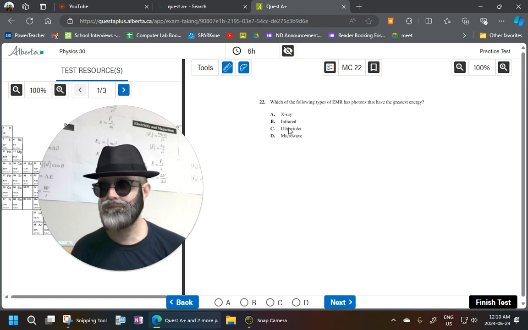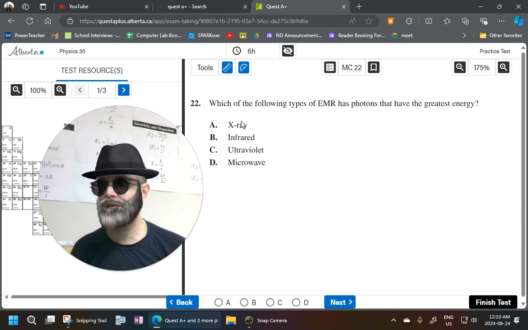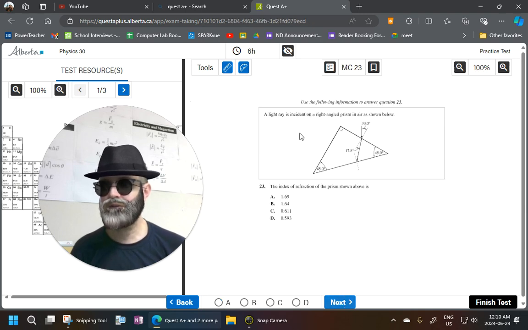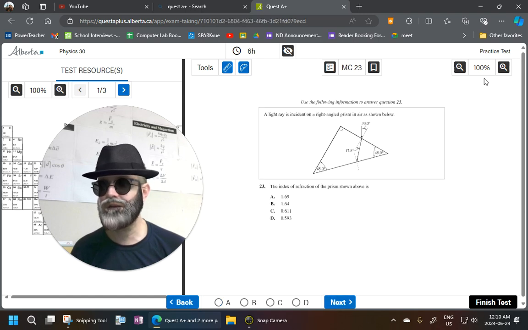That's BD. Yeah, okay. Which of the following types of EMR has the greatest energy? X-ray. Yeah, X-ray. Shortest wavelength of all these. No, they don't seem to be in order, but yeah, X-ray. Okay. Remember, if gamma ray was on there, then that would be the next one, but it's not.